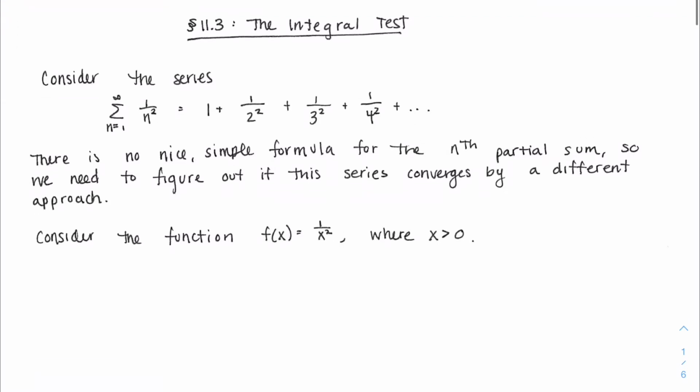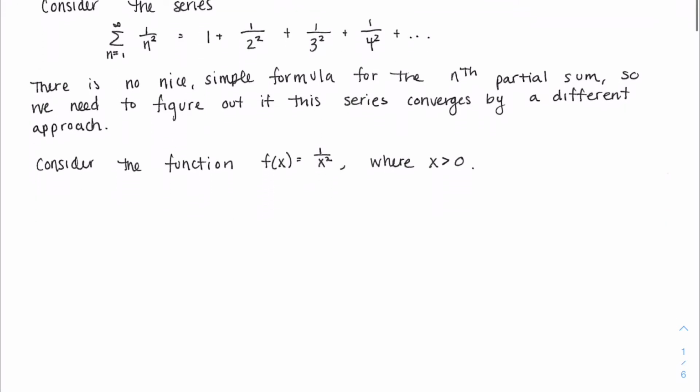So what we're going to do is consider the function 1 over x squared. We've done this to test for monotonicity of a sequence before. We're going to do the same type of thing now, and we're going to assume that our value of x is just greater than 0. So let's take a look at the graph of this function and see if we can see a nice relationship between that and our series.